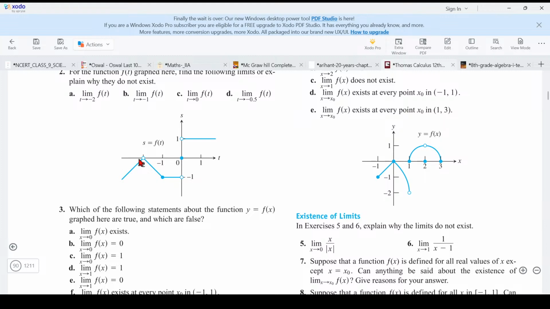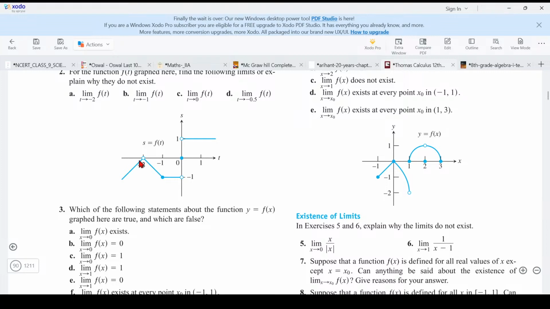Why 1? Minus 1. X equals minus 2. Okay, x equals minus 2. What is the limit? We are approaching x from the left-hand side. When we approach this function from, let's say, minus 2.5, minus 2.1, minus 2, whatever, what is the value of y that you are approaching?